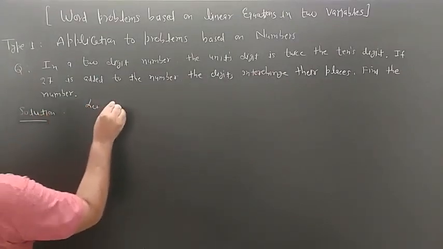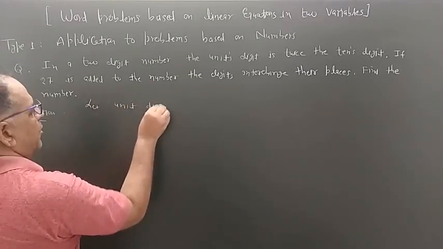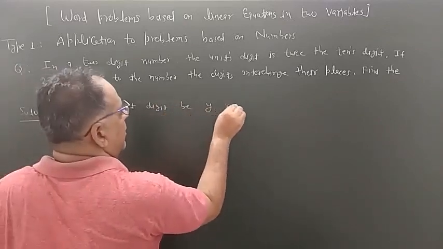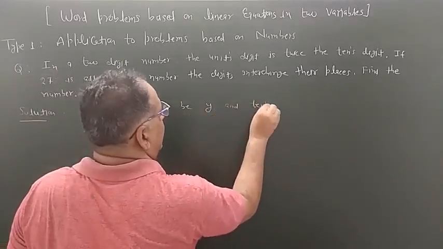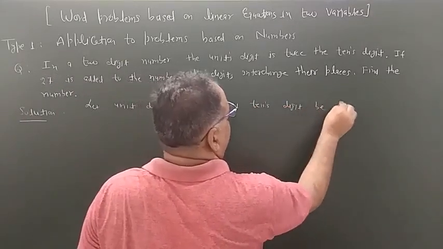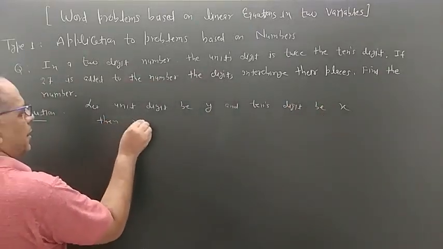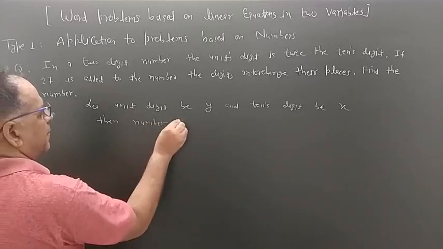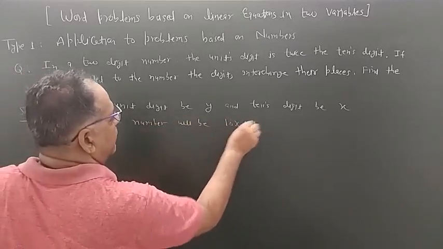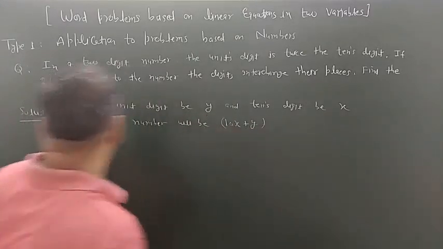Let the unit digit be y and the tens digit be x. Then the number will be 10x plus y, because the unit digit is y and the tens digit is x.